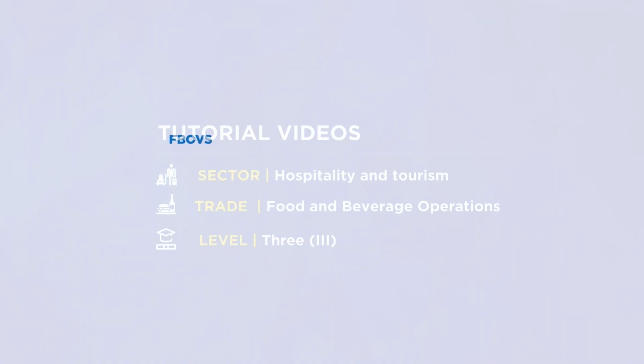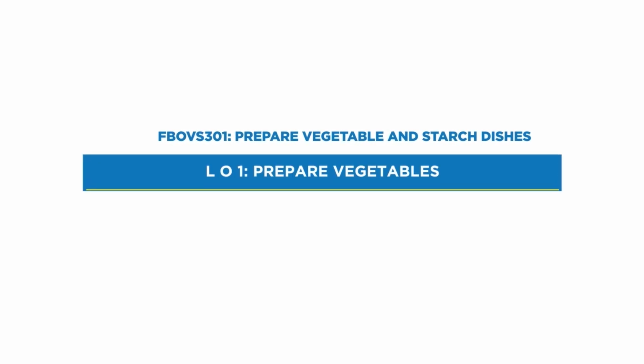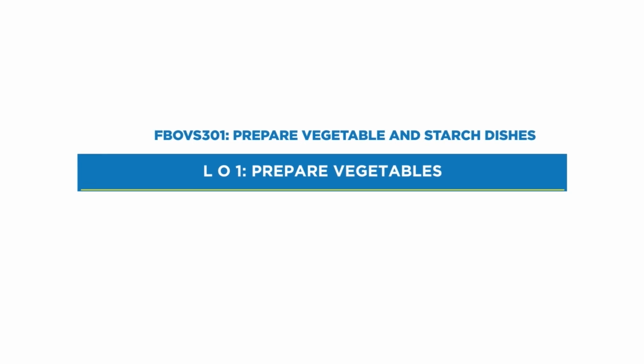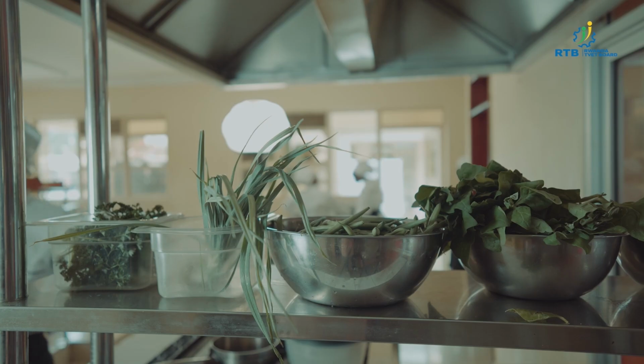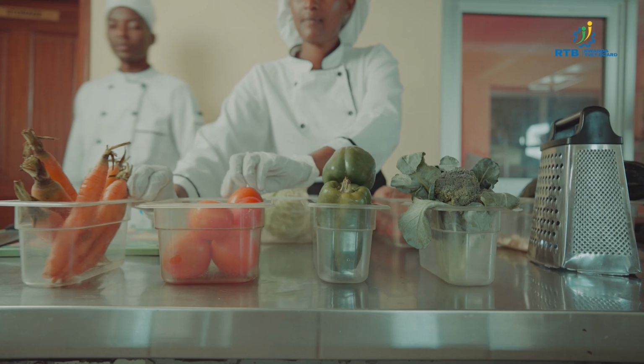Welcome to the competence FBOVS301. Prepare vegetable and starch dishes. We will focus on learning outcome 1. Prepare vegetables, where we'll explore the art of vegetable preparation. Let's outline the key topics we'll cover.